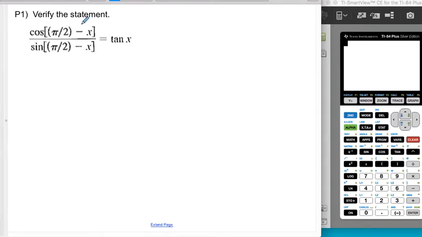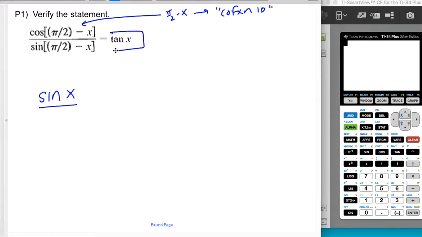Again, just a hint, right? When you see the pi over 2 minus x, that's a hint that it's that co-function identity. So the co-function for cosine is sine, so this is going to be a sine of x. On the bottom, oh, and I'm going to leave this as my easy version I'm not going to mess with, right? So on the bottom, the co-function for sine is cosine, so this is a cosine x.